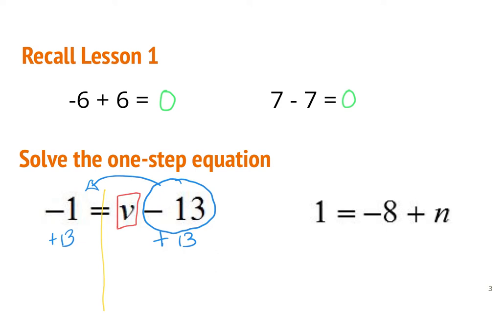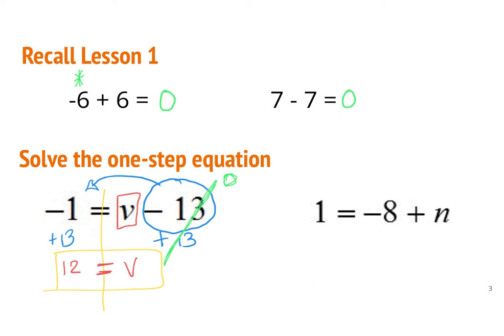So now we want to simplify. What is -1 plus 13? Well, that gives me 12. You always want to bring down your equal sign. You want to bring down the variable because we didn't do anything to that. And then -13 plus 13, well, that gives me 0. It cancels out just like it did up here. And I do not need to write the number 0 in math unless I'm using it as a placeholder for something. So my answer is 12 equal to V, or V equals 12.